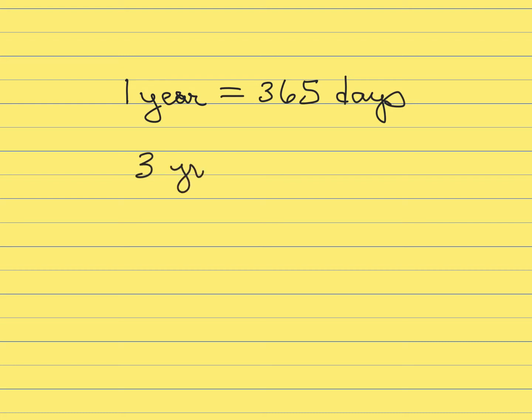Okay, next you're converting years. If you have 1 year, you're converting that to how many days? 1 year is equal to 365 days. So the conversion there would be, let's say you have 3 years equals how many days? Then you would have 3 times 365, and that's how many days you would have in 3 years.